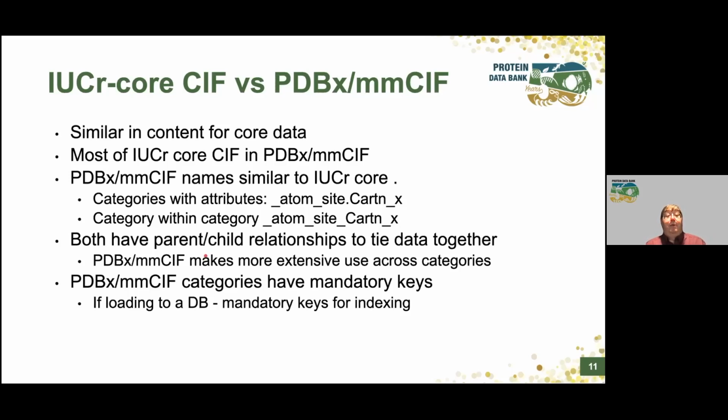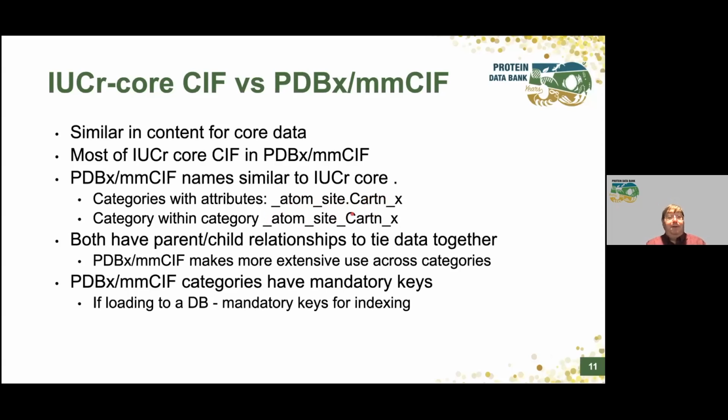The names are similar. If you looked at a CIF from the IUC Core, you'd see something like atom site, Cartesian X. So it's a category within a category. The category might be an atom site, and then it's represented as star, then there's Cartesian X, Cartesian Y, versus the mmCIF one, which is more formally a category and attributes.